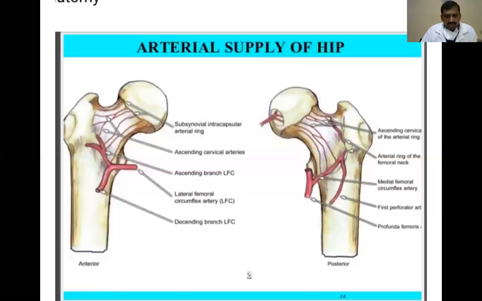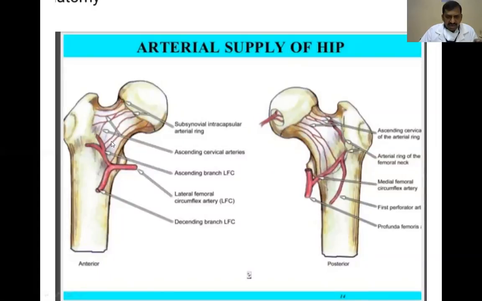And apart from this, tuberculosis of the hip joint is also possible, especially in the postero-inferior part of the neck of the femur, that is Babcock's triangle. That area is called Babcock's triangle. That is the location for the starting of tuberculosis of the hip joint. And at the same time, you see, this angle is called the neck shaft angle.